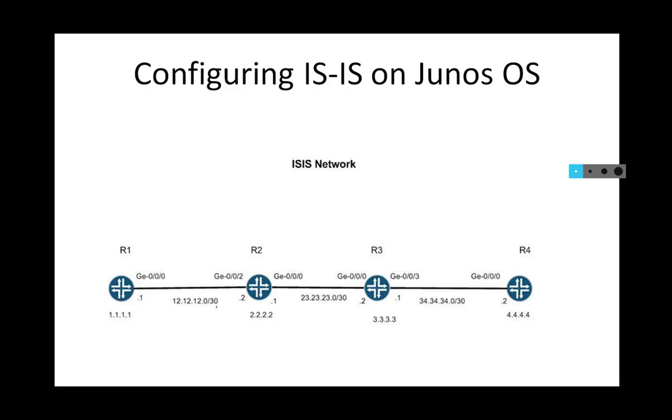We have this topology in front of us where we have R1, R2, R3 and R4. For this example, we're only going to use R2 and R3 and look to configure IS-IS as level 2 between the connected interfaces of ge-0/0/0. Loopback IP addresses are already configured for R2 and R3.